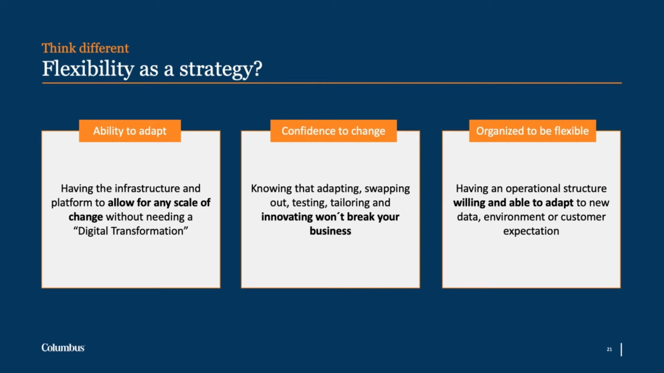And you also have to be organized to be flexible. Having an operational structure willing and able to adapt to new data, environment, or customer expectations. Remember the ladder. Companies at the top are more synchronized internally, working agile in cross-functional teams.